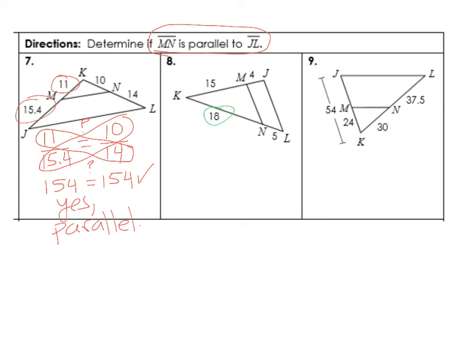So I'm going to start with my 18. 18 over 5. Does that equal, now I started with 18, so I have to go across to it, 15 over 4. Cross multiply, 5 times 15 is 75. Does that equal 72? That's a no. So that means they are not parallel.